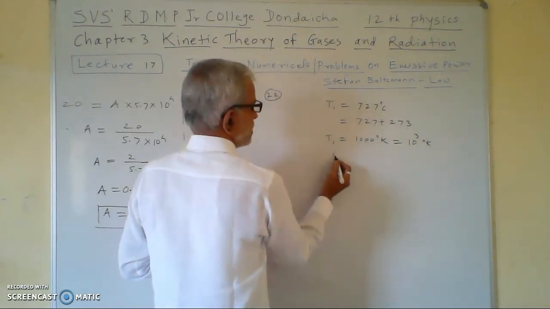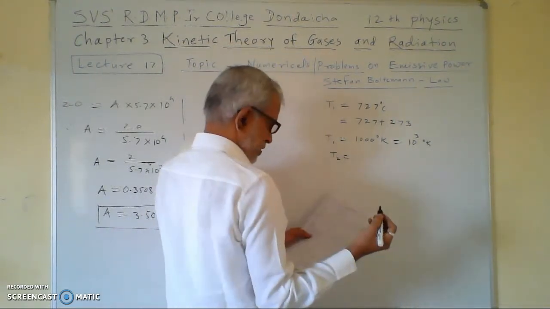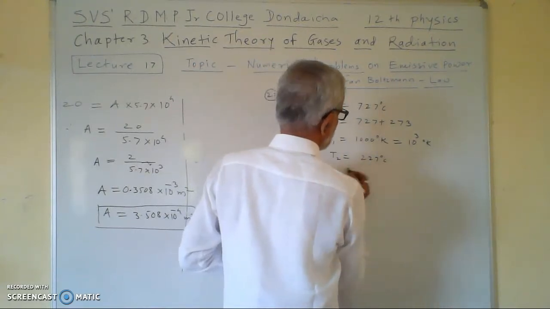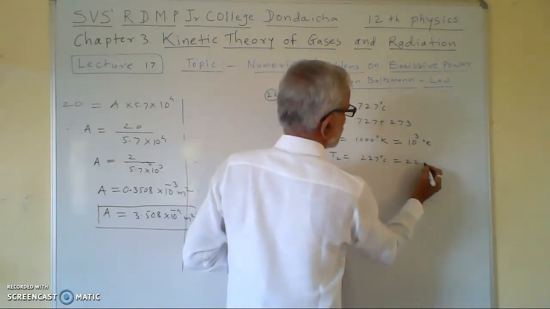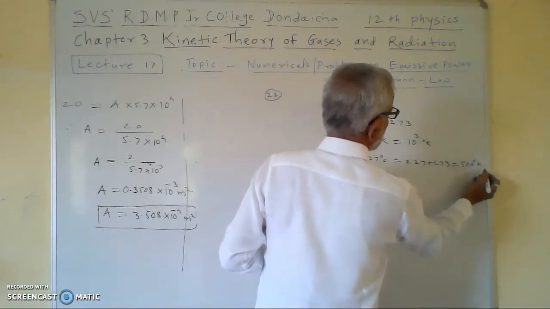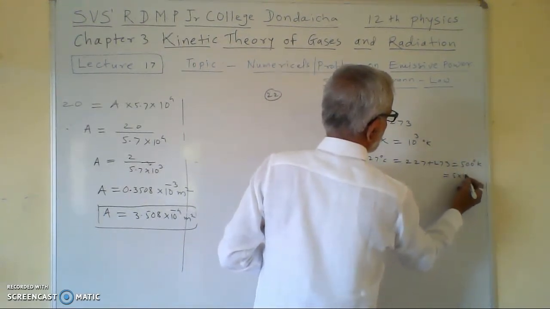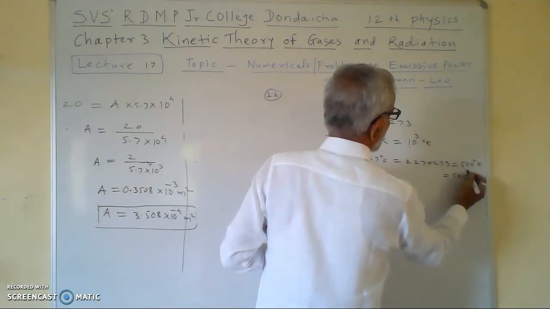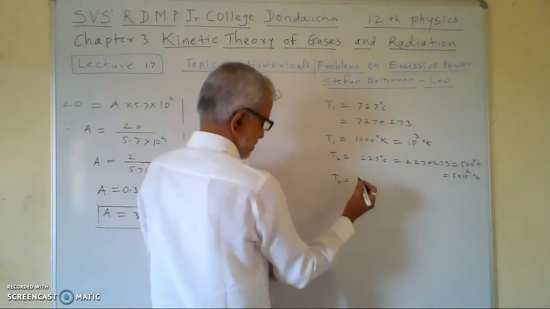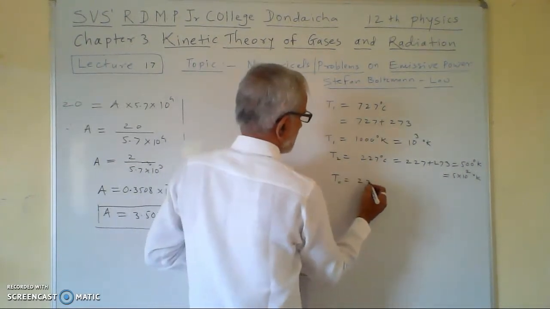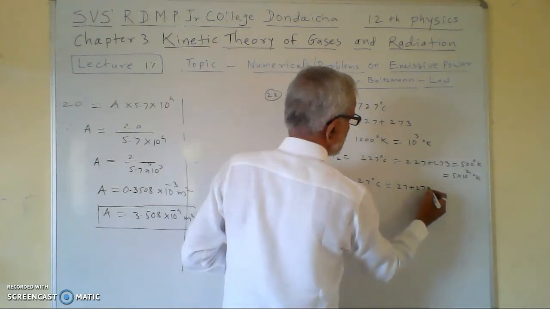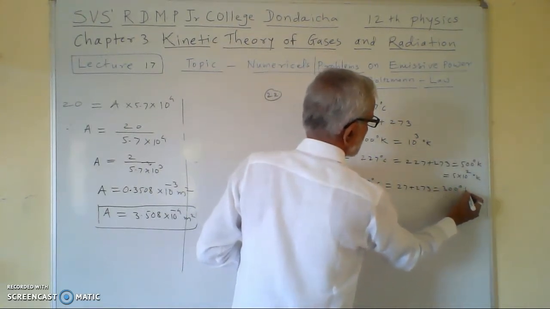T2 is equal to 227 degrees Celsius. So this is 227 plus 273. It is 500 degree Kelvin, or 5 into 10 raised to 2 degree Kelvin. Then T0, it is temperature of the surrounding. 27 degrees Celsius is 27 plus 273. It is 300 degree Kelvin.